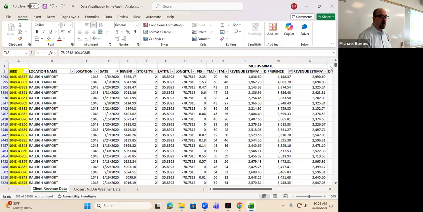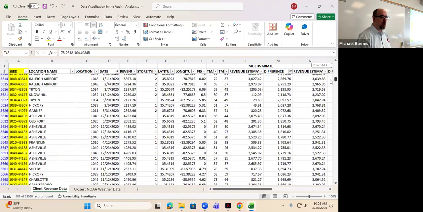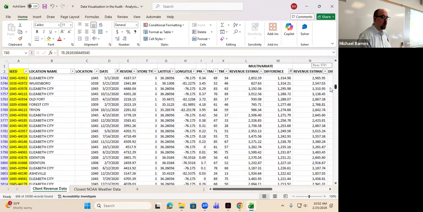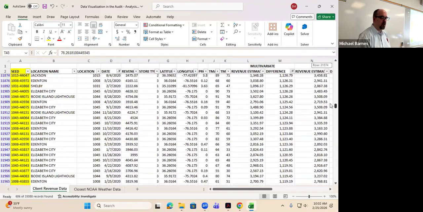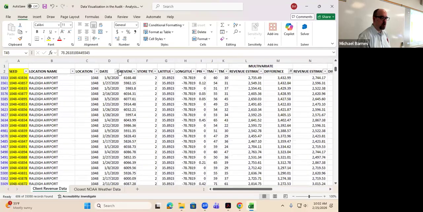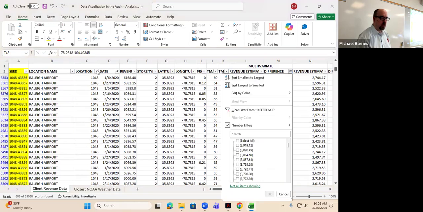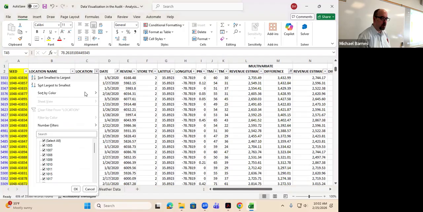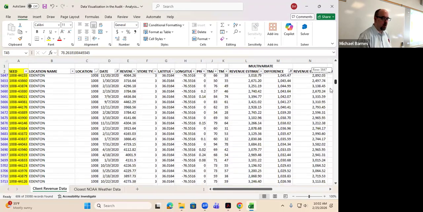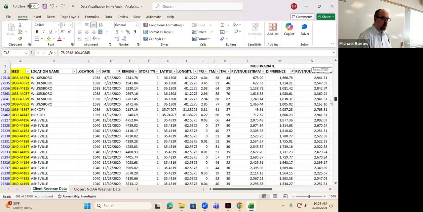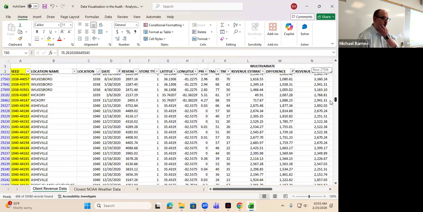So we ignore the Raleigh airport and we can see some observations here. Now, if you picked up some of these observations, for the most part, they're scattered all over the place. The one that I think is really worth noting, and we're going to get down here in just a second, actually, I want to sort according to location. All right. So the one that I really want to notice is Asheville here.